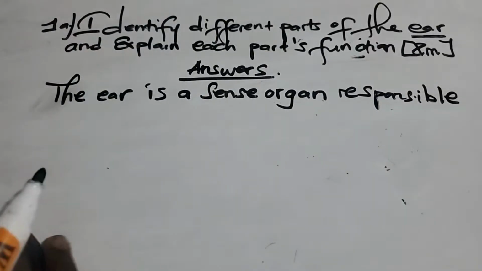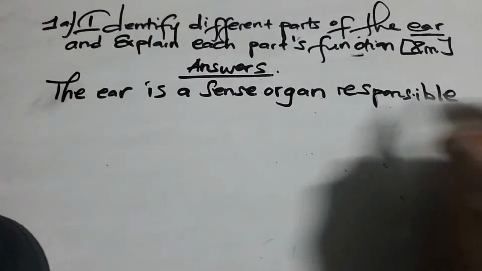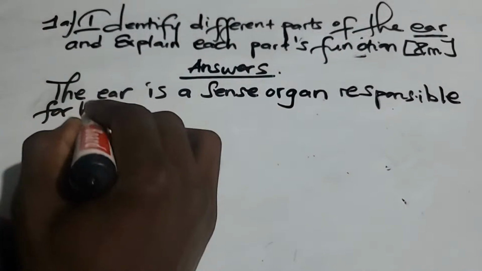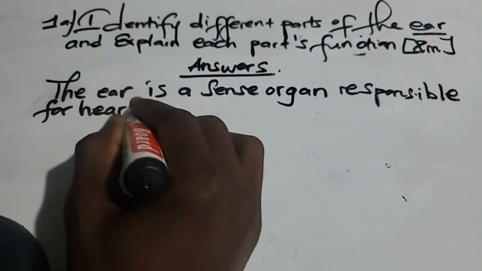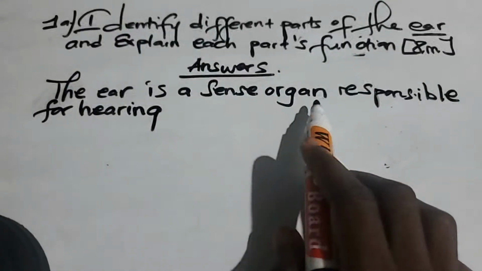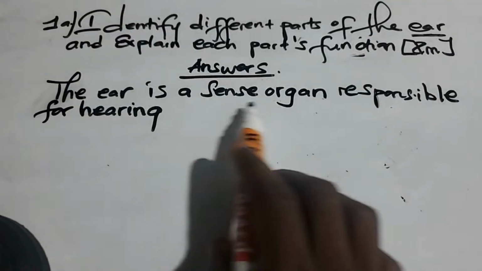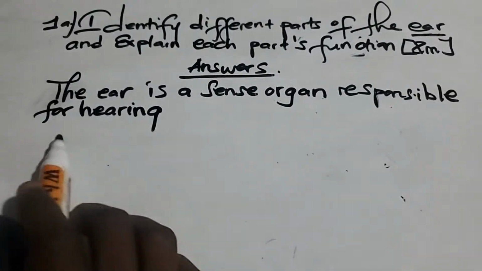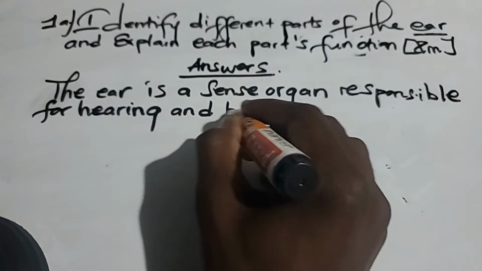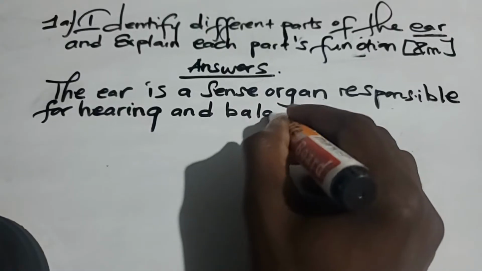Okay, responsible, which means the function of it. So responsible for what? You will end up saying responsible for hearing. Okay, take note, the ear is responsible for what? For hearing. So the ear is a sense organ responsible for hearing and what? We just end up saying and balance.